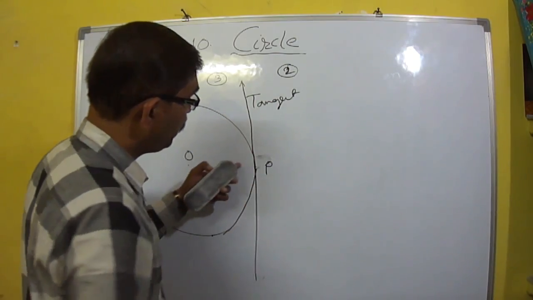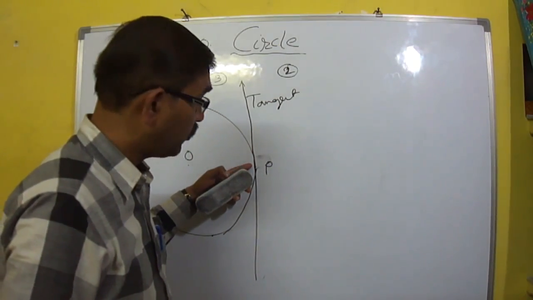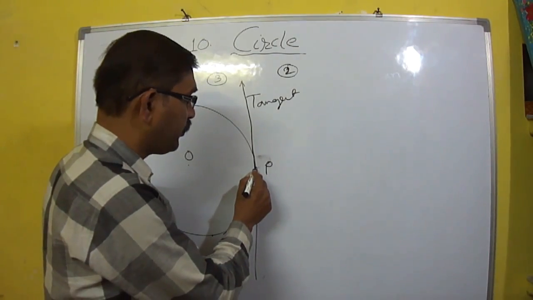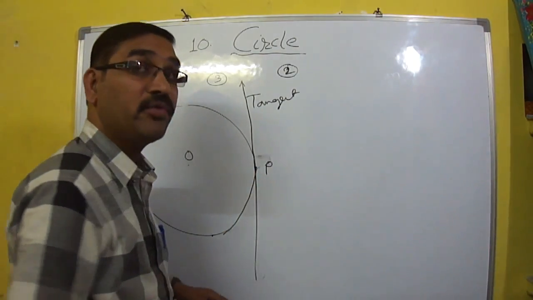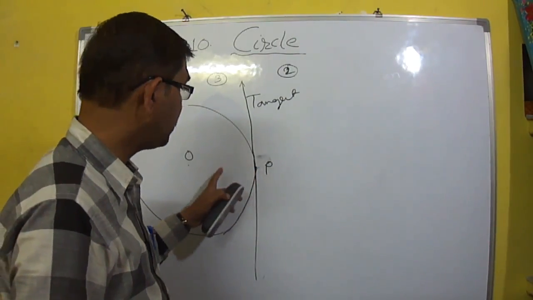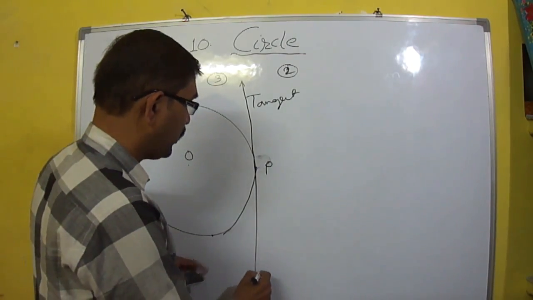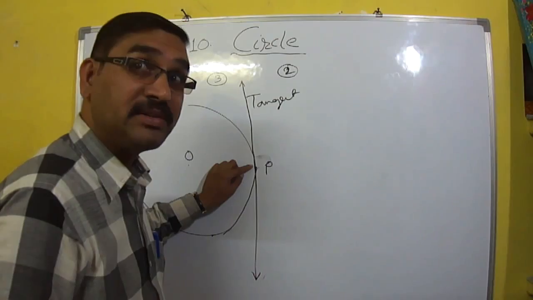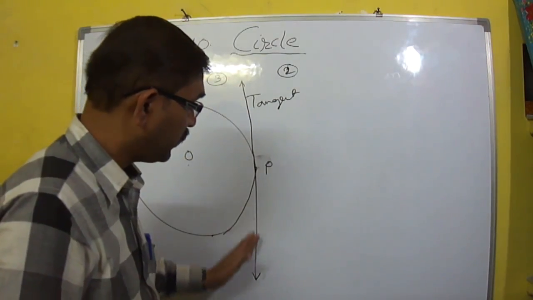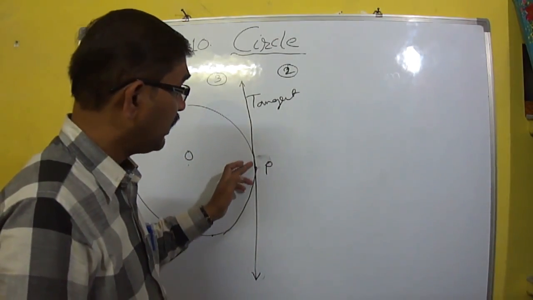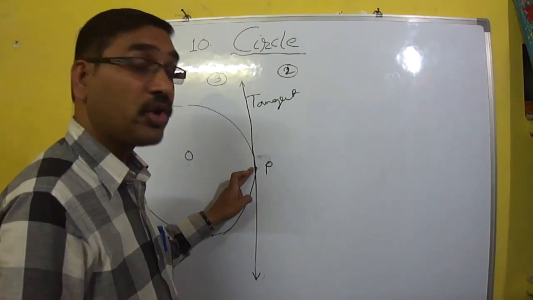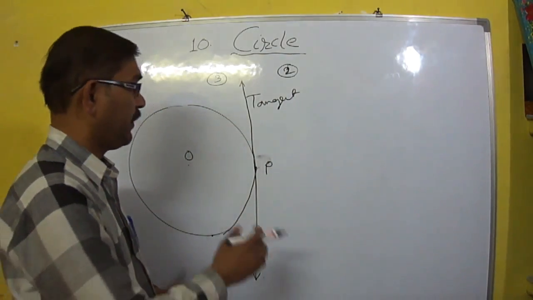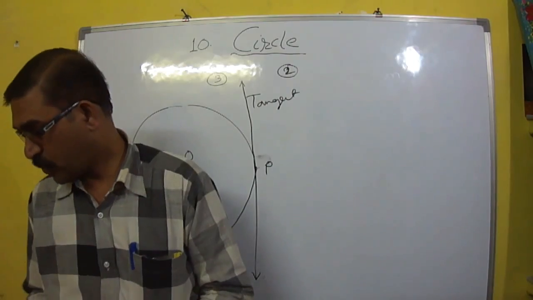The point of a circle from which the line is drawn, this is only one point. This point is called point of contact of a tangent and circle. इसे कहते हैं point of contact. सर्कल की एक ही पॉइंट से जब कोई लाइन ड्रॉ होती है, that point is called point of contact of that tangent with a circle. Understood?